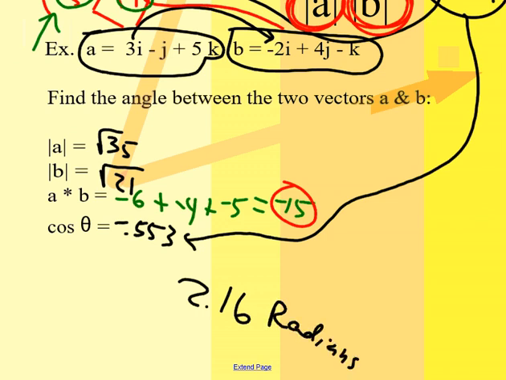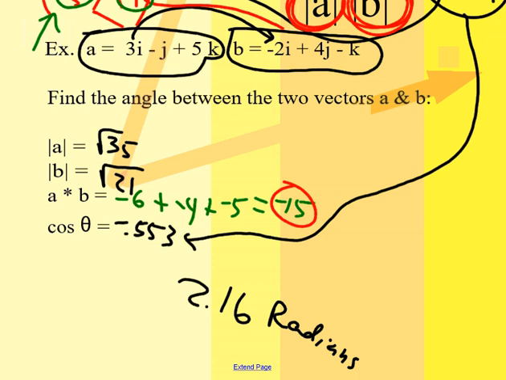Is that a big angle? A small angle? How many degrees are in a radian? About 60. A smidge less. Okay, it's like 58-ish. All right. So this is like 120 plus a little bit more, maybe a 125 degree angle between those two.